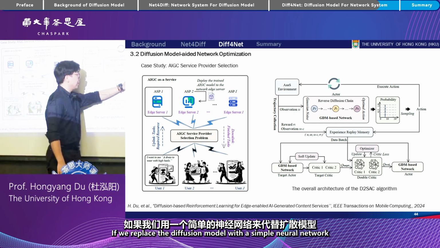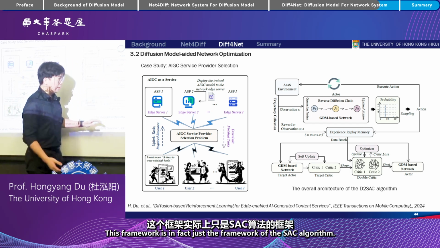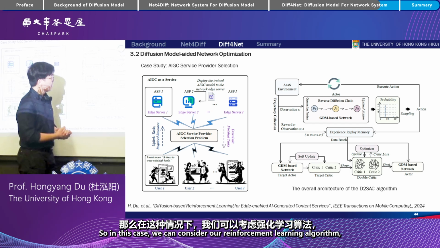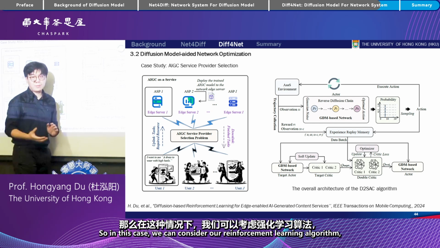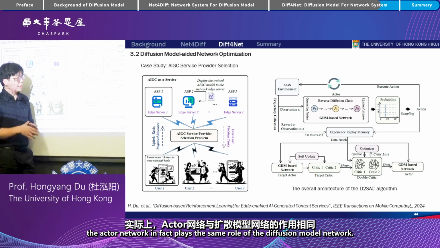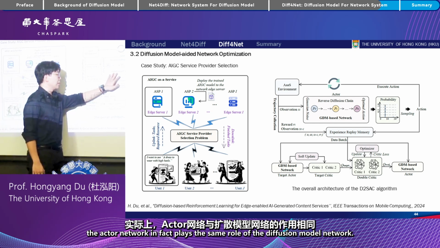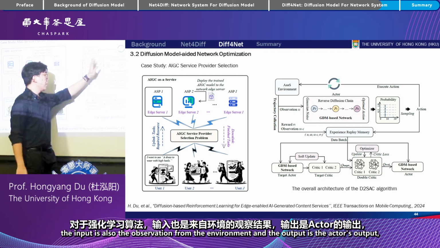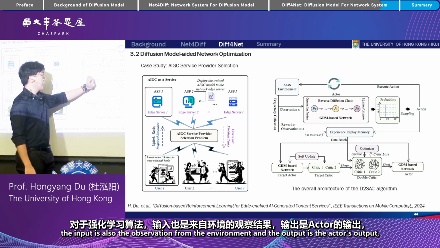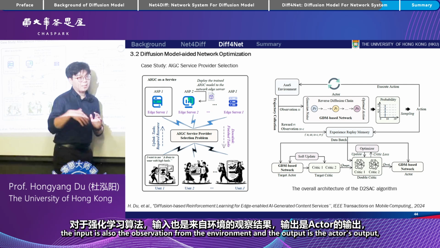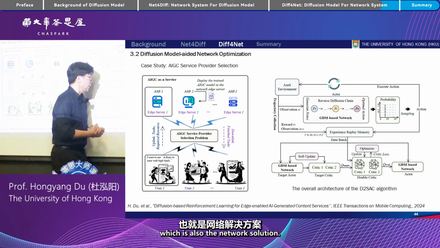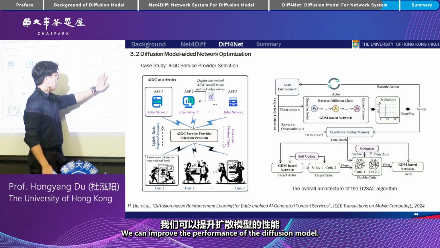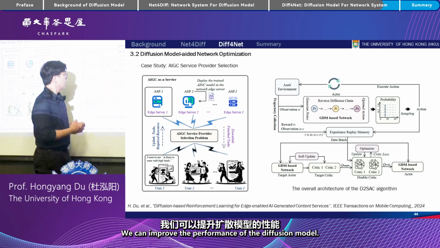If we replace the diffusion model with a simple neural network, this framework is in fact just the framework of the SAC algorithm. So in this case, we can consider that for a reinforcement learning algorithm, the actor network in fact plays the same role as the diffusion model network. For the reinforcement learning algorithm, the input is also the observation from the environment, and the output is the actor's output, which is also the network solution. But with the help of the well-studied reinforcement learning algorithm, we can improve the performance of the diffusion model.